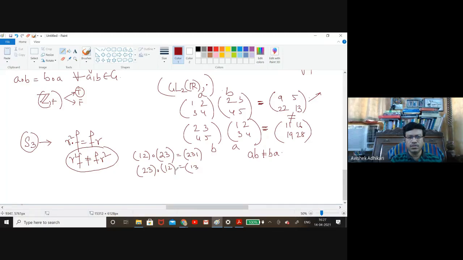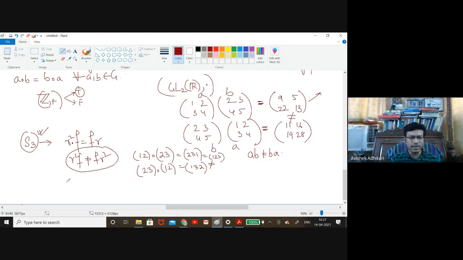And then 3 goes to 3, 3 goes to 2. So this value is 1, 2, 3. So they are not equal, right? So S3 is not commutative.